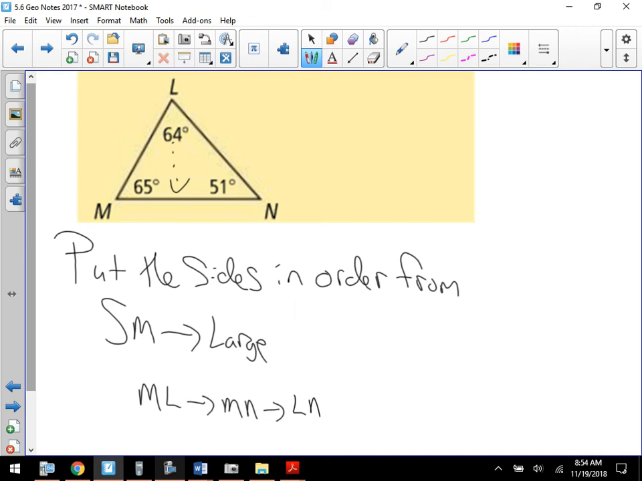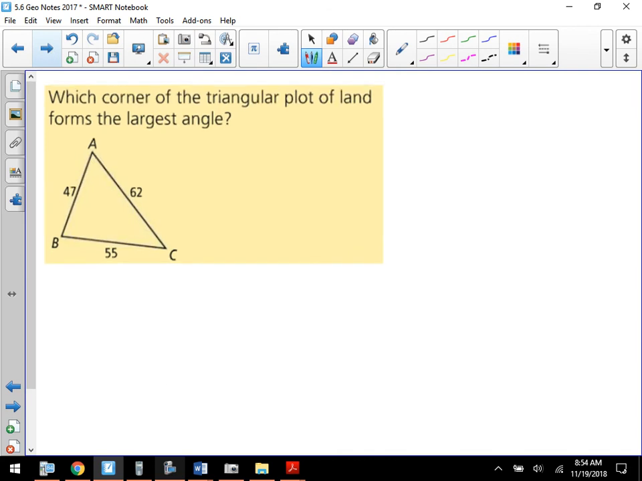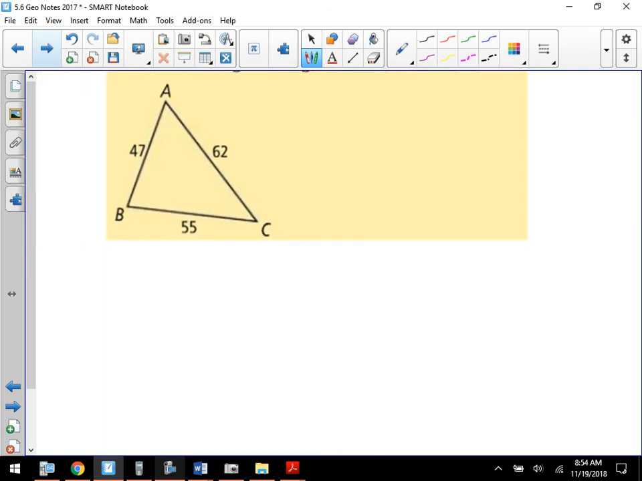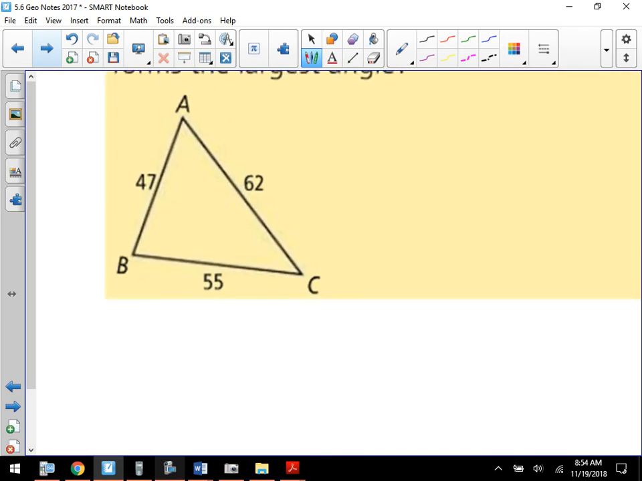I think I have an example of that. If you go with side lengths, if I want to label them in smallest to largest in angles, what's the longest length here? 62. So if 62 is the longest length, what has to be the largest angle? B. The 55 is the next one. So if I go small to large, what's the smallest angle? C. Angle C is the smallest. What's the next one?